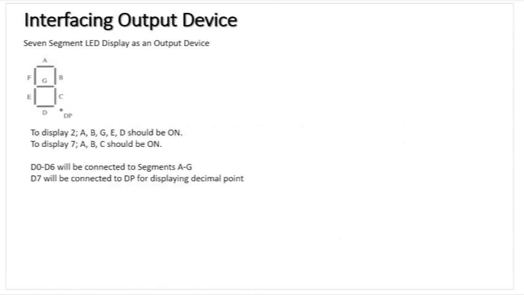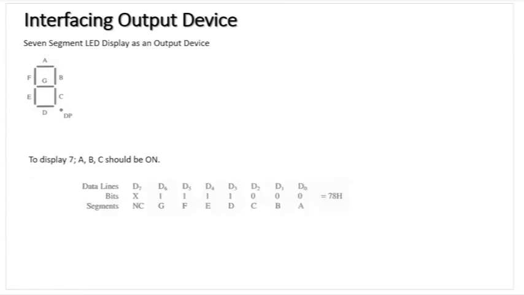Say, for example, we want to display 2. To display 2, A, B, G, E, and D should be on. To display 7, A, B, C should be on. Similarly, to display 1, B and C should be on. To display 3, A, B, G, C, D should be on. And if you want to display a decimal number, say 3.3, with the point displayed, you can turn on D7.